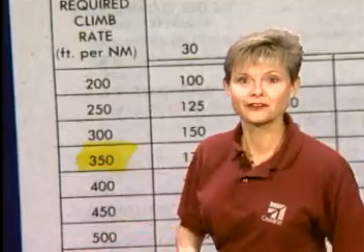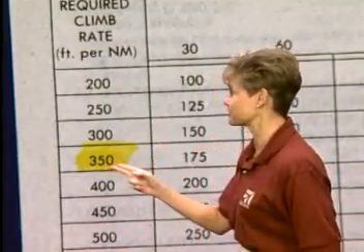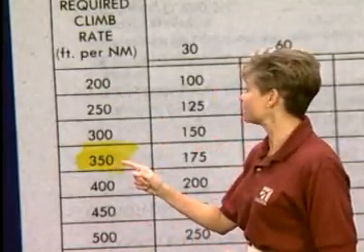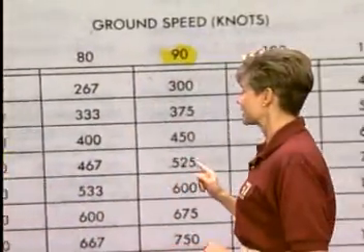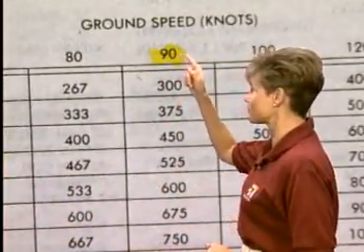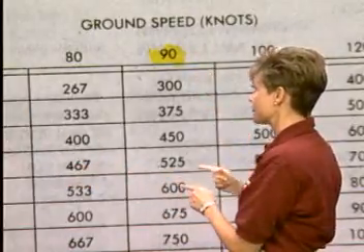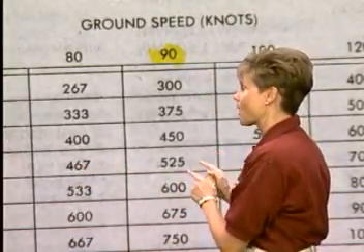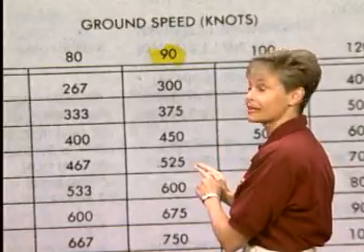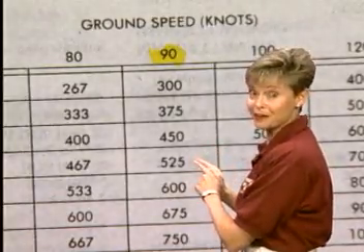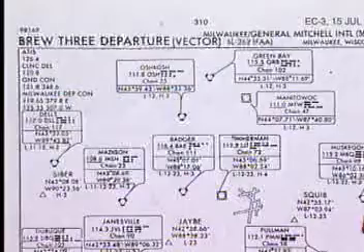Well, this is easy. First, in the left column, find 350 feet per mile. Come across to the right until you find the column for 90 knots ground speed. And where these two columns meet, you'll see your required climb rate in feet per minute, which is 525 feet per minute. Now, this Milwaukee departure procedure has something many DPs don't: an altitude to maintain.